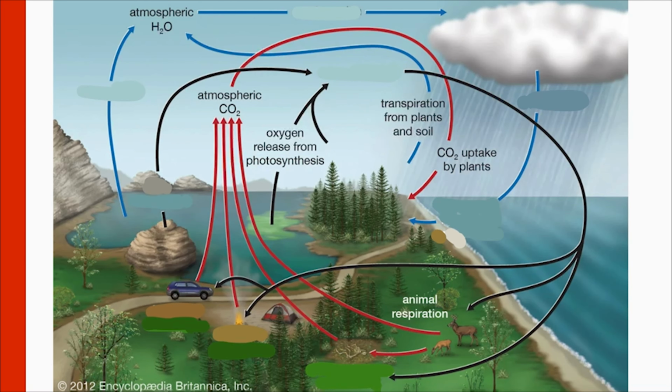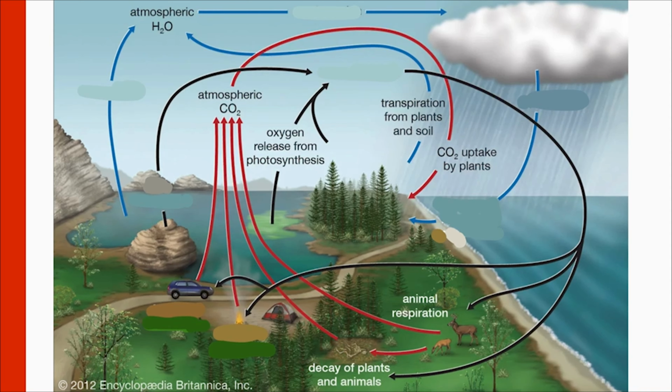Decomposition also plays a critical role. When plants and animals die, decomposers like fungi and bacteria break them down, consuming oxygen and releasing carbon dioxide and nutrients. This process recycles organic matter and sustains ecosystems.